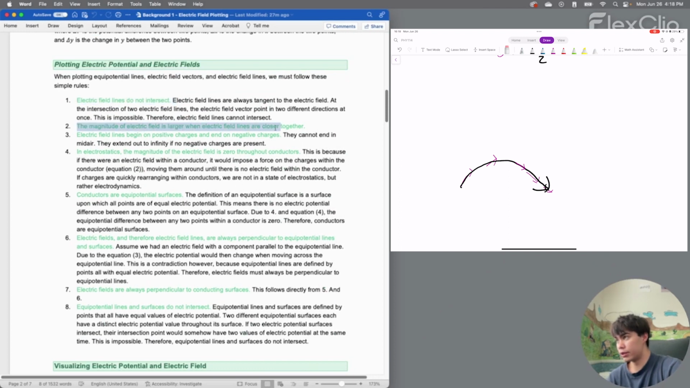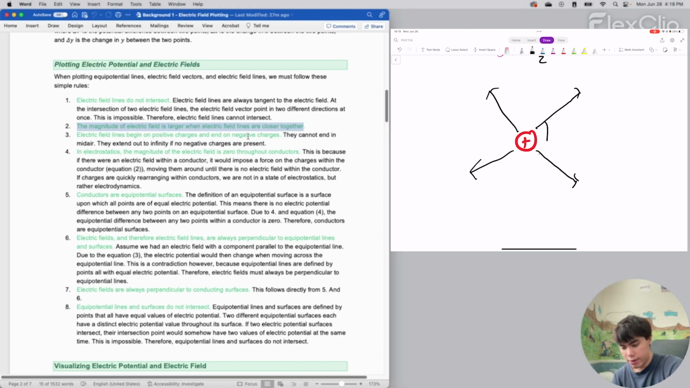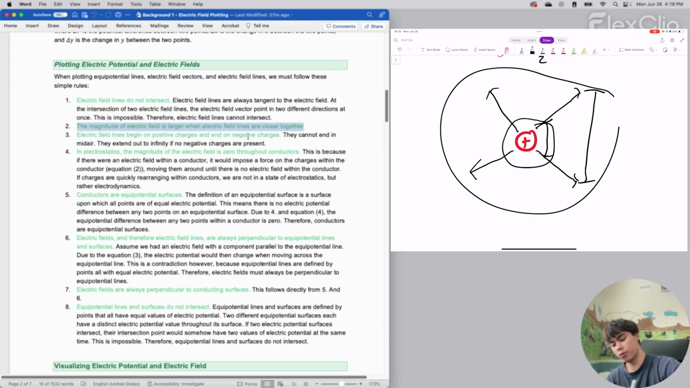The magnitude of electric field is larger when electric field lines are closer together. So if we have a proton and then electric field lines radiating out, we know the electric field is stronger when it's closer to the proton. If we measure this distance between these two electric field lines, it is much smaller than the distance between those two. So when the lines are closer together, the electric field is stronger. When the lines are further apart, the electric field is weaker.